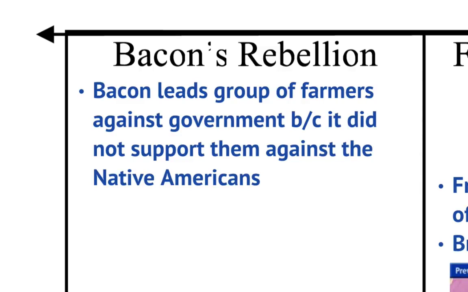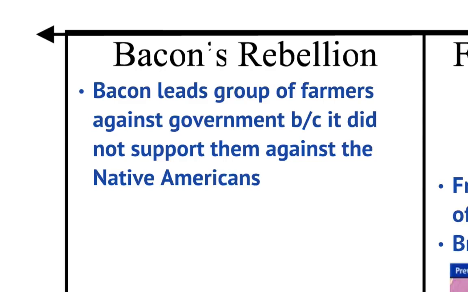Okay, Nathaniel Bacon is a farmer who has a problem with the Native Americans who keep coming onto his property and messing up his farm. And he appeals to the government in Virginia asking for help, and he doesn't really get any help. In fact, the governor, Berkeley at the time, kind of ignores him, and Bacon knows Berkeley is good friends with the king.